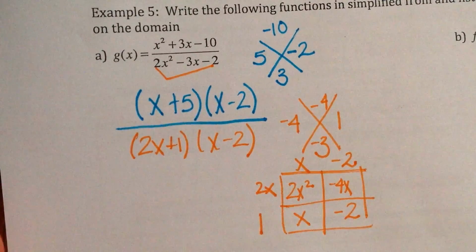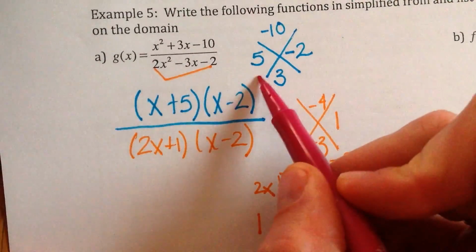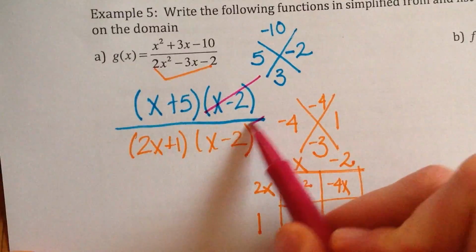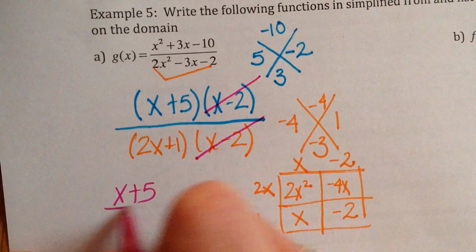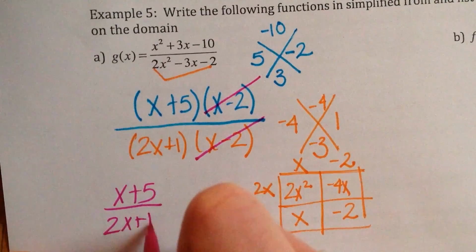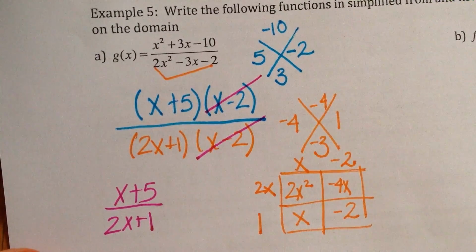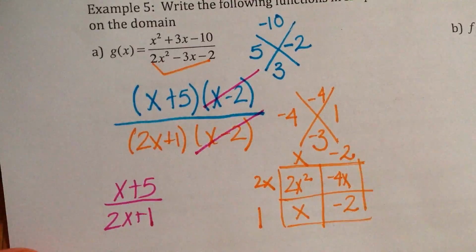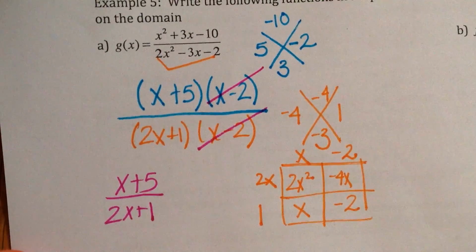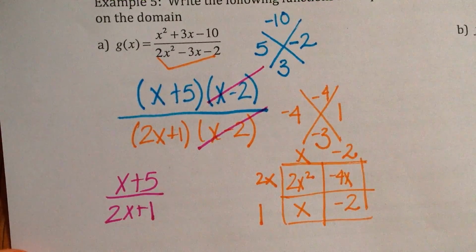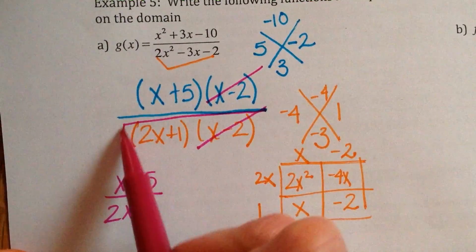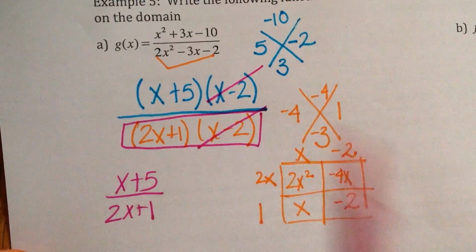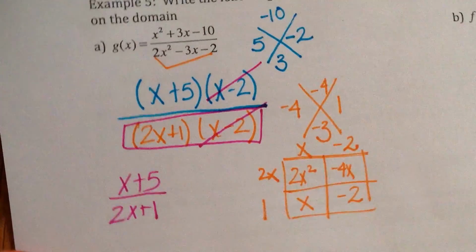So when I cancel out, I can cancel out these two because my binomials are exactly the same. And I'd be left with x plus 5 over 2x plus 1. That is a simplified form. Now I have to state the domain. So my domain can be anything, but I can't divide by 0. So I have to determine where does my denominator equal 0. And I always determine that in the original or make it easier on yourself where we factored it.